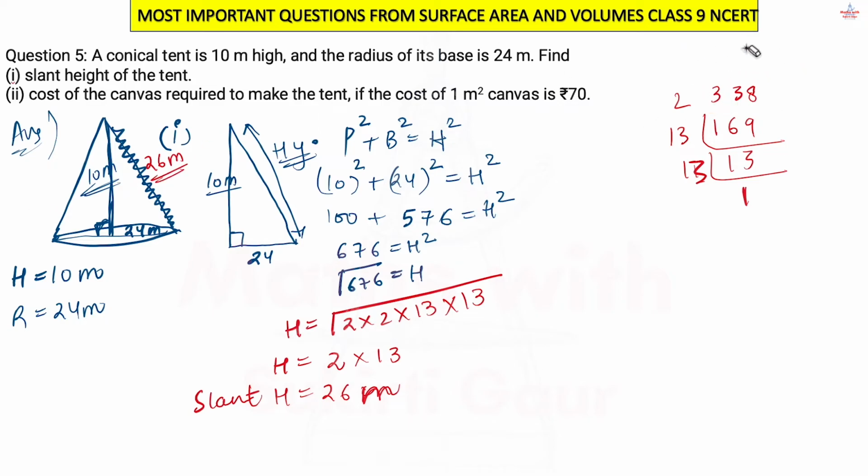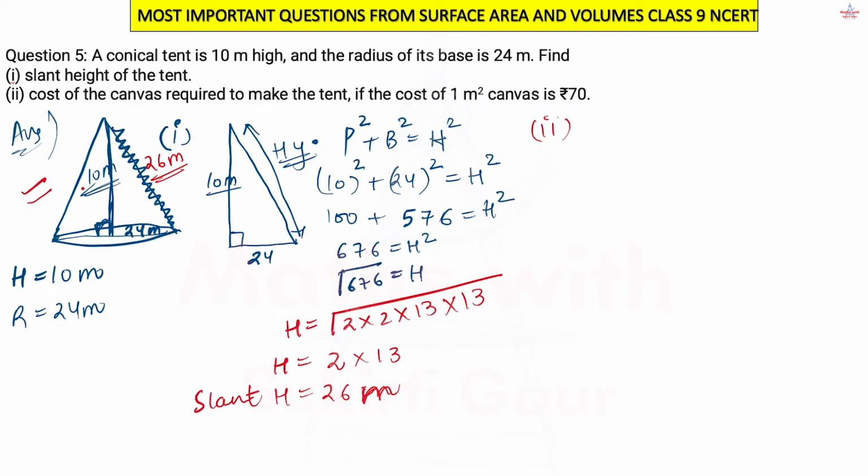Now the second part is: cost of the canvas required to make the tent. Now what is canvas? See, you have seen the conical tents in which they use a cloth with some sticks, and by that they make a structure for this tent. That cloth is basically called canvas for the tent.